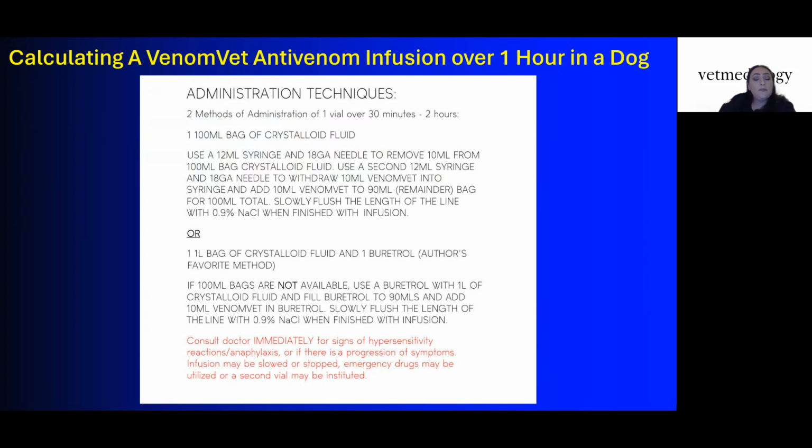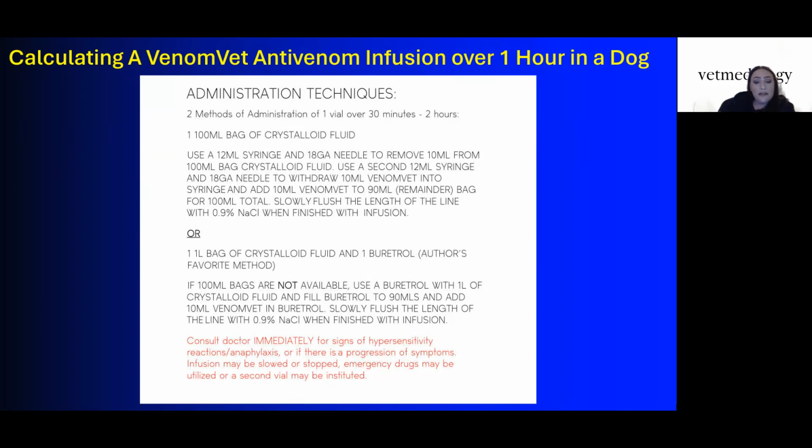Slowly flush the length of the line with 0.9% saline when finished with the infusion, so that you are making sure you are giving the full amount to the patient. Or you can use a 1 liter bag of crystalloid at really any size because you're going to use a Buretrol. This is my favorite method, basically. If 100 mil bags are not available, use a Buretrol with a liter, 500 mils, or 250 mils of fluid, and fill a Buretrol to 90 mils and add 10 mils of VenomVet into it. Slowly flush the length of the line with saline when finished with the infusion.